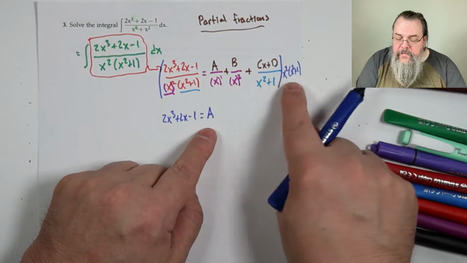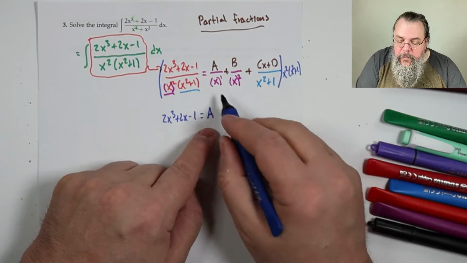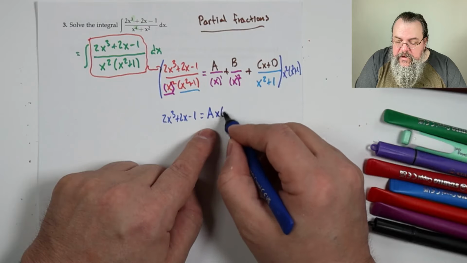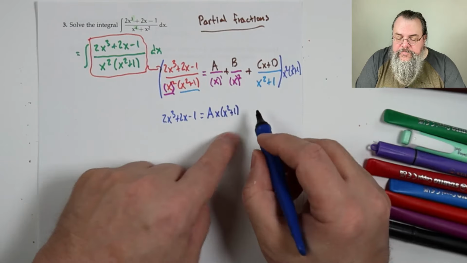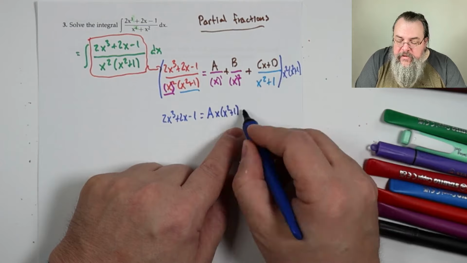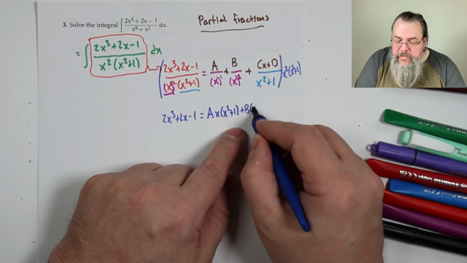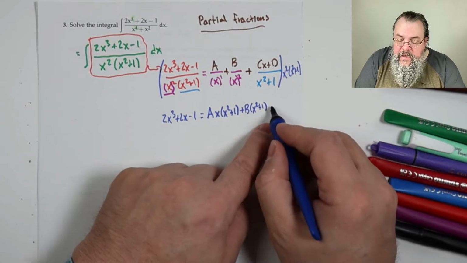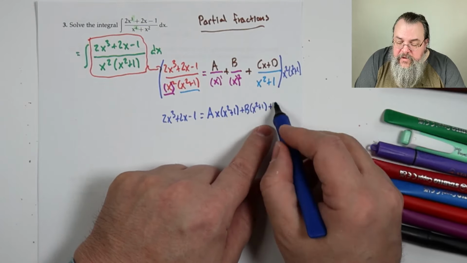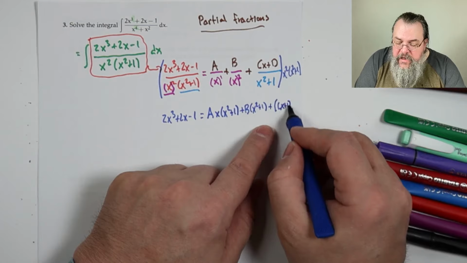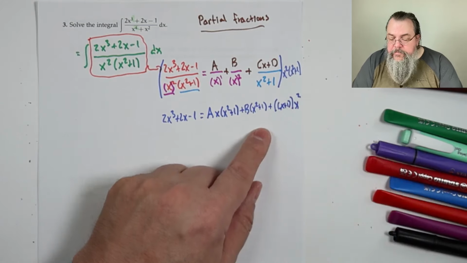And if I multiply here, I get 1x to cancel, so it's x times x squared plus 1. Here, both x's cancel, so it's b times x squared plus 1. And then on the last term, the x squared plus 1 cancels, so it's cx plus d times x squared.